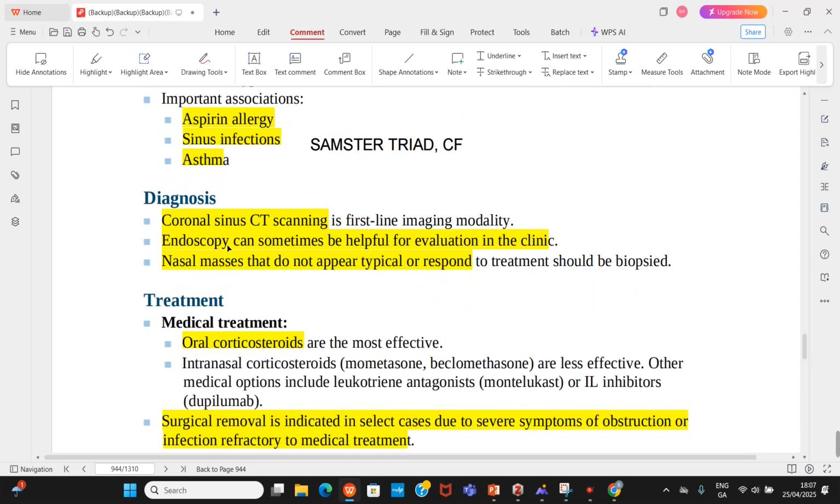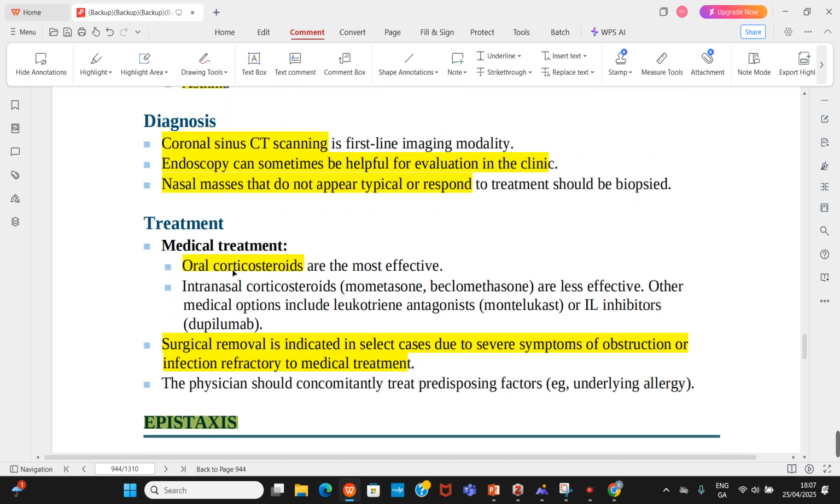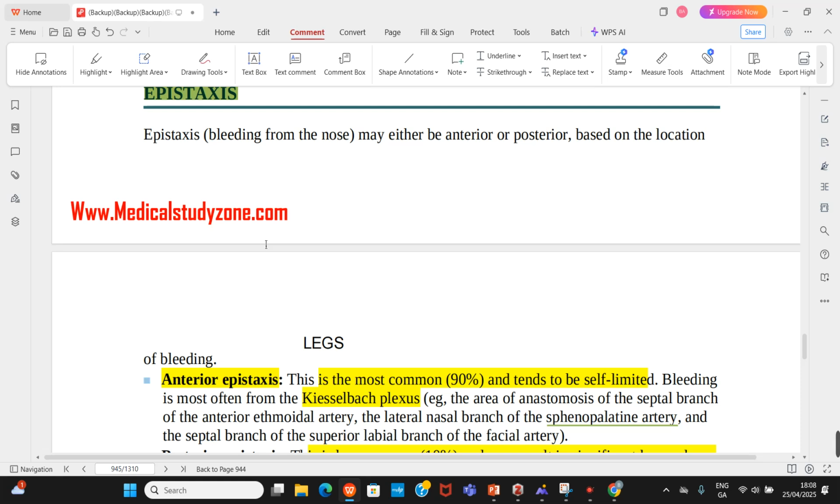So how do you make the diagnosis? You can do a coronal CT scan and you'll be able to see the polyps well. You can also do a nasal endoscopy to look at what is there. Sometimes, if they don't respond to treatment, you might need to biopsy them. What is the treatment of nasal polyps? Don't forget, you give them oral corticosteroid, not intranasal steroid. Oral steroid is the most effective; intranasal is not as effective. Sometimes, if it's not responding to treatment, just go and do a surgical removal. You can do your biopsy to further rule out tumor.